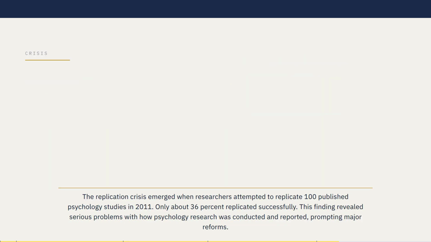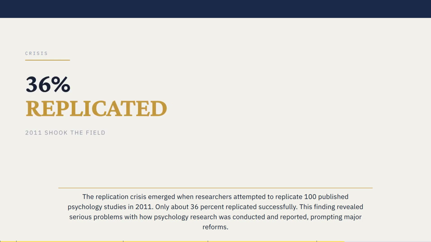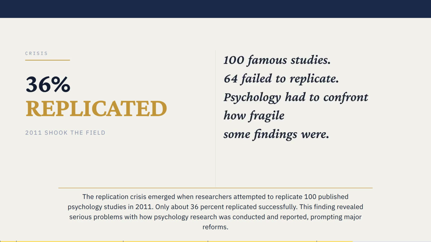The replication crisis emerged when researchers attempted to replicate 100 published psychology studies in 2011. Only about 36% replicated successfully. This finding revealed serious problems with how psychology research was conducted and reported, prompting major reforms.